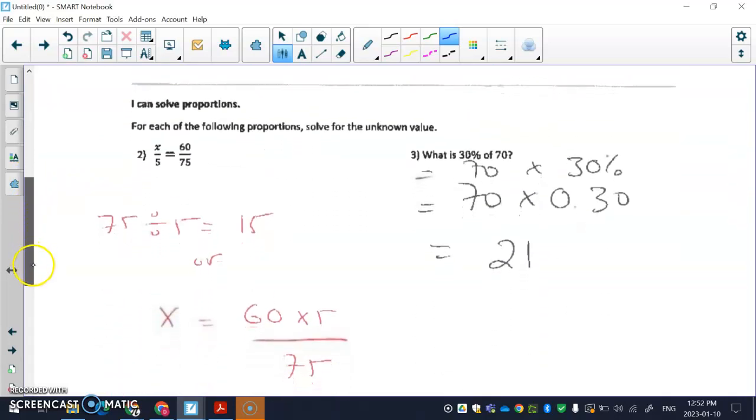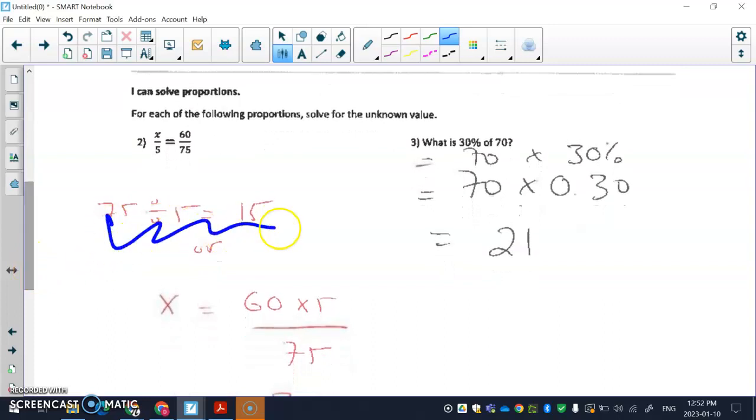This one's, don't do it this way. I was going to do it this way. Don't do it that way.